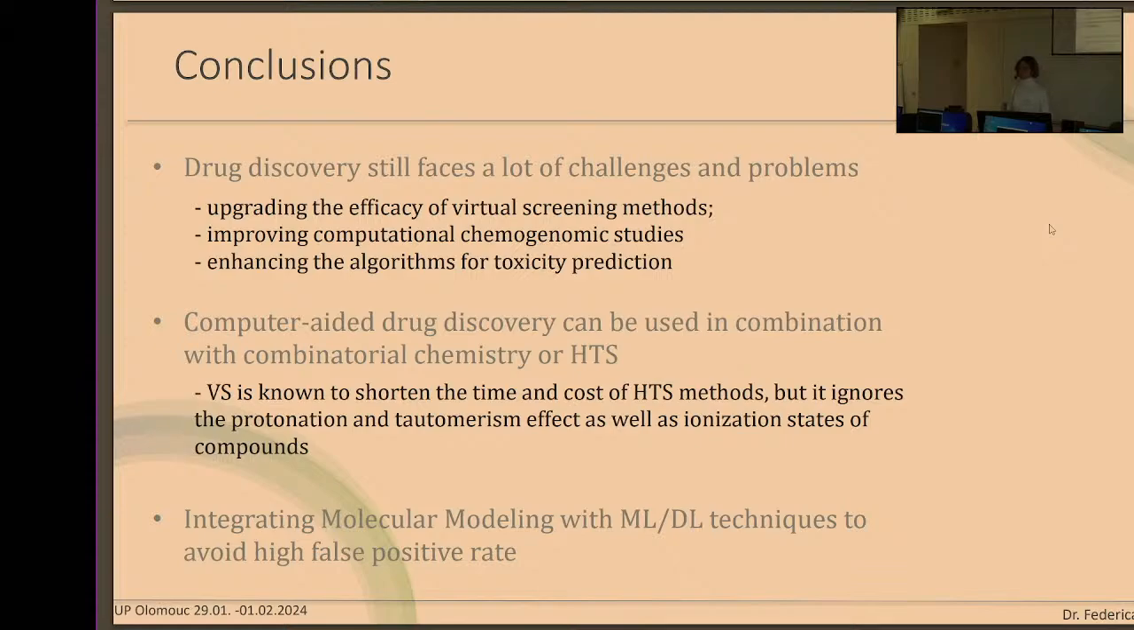No questions? If not, okay, I think we have that coffee break. So we can see in a few minutes for the molecular docking lectures.